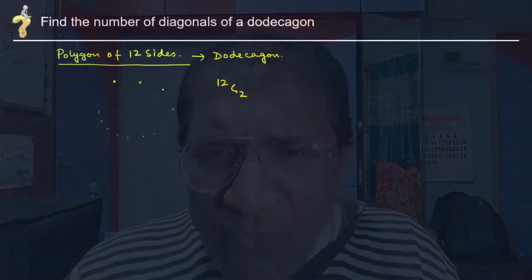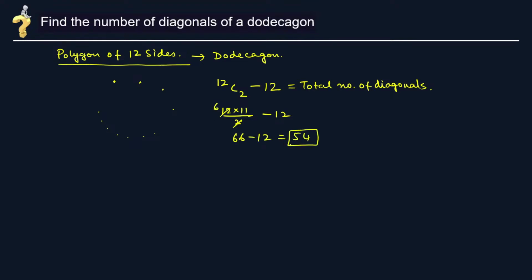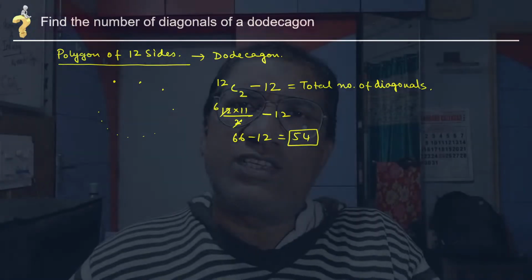Now, in a dodecagon, how many sides do we have? 12 sides. So if we subtract the total number of sides from the total number of straight lines formed, it will give us the total number of diagonals. Tell me yes or no. So the total number of diagonals will be 12 into 11 over 2 minus 12. That gives us 54. So there are 54 such diagonals possible in a dodecagon.